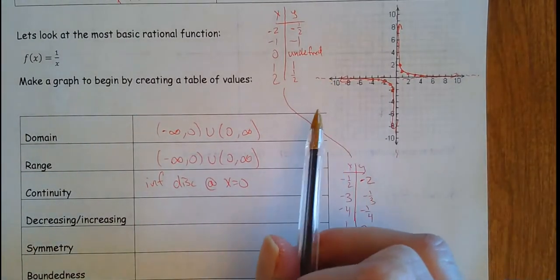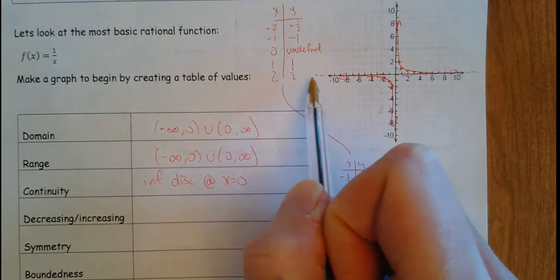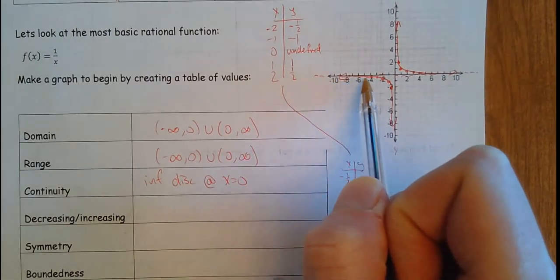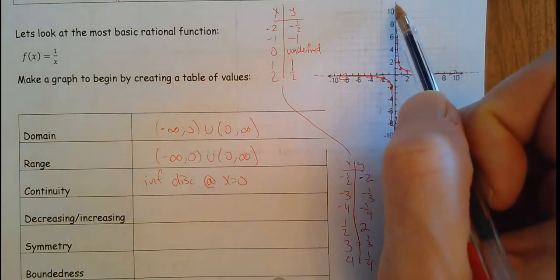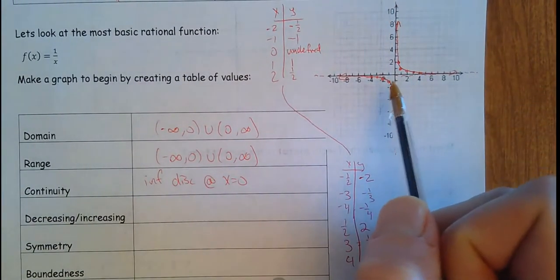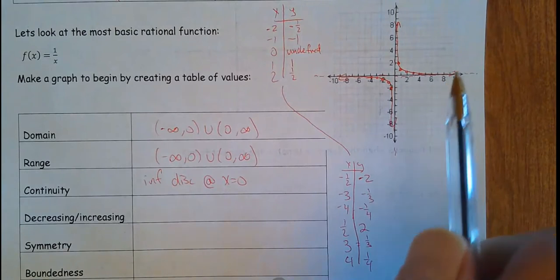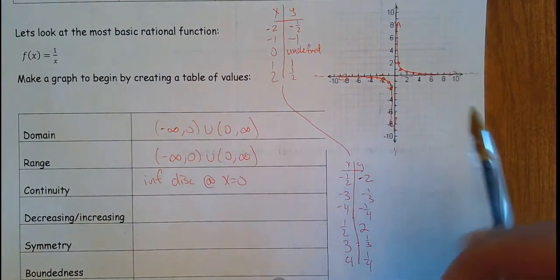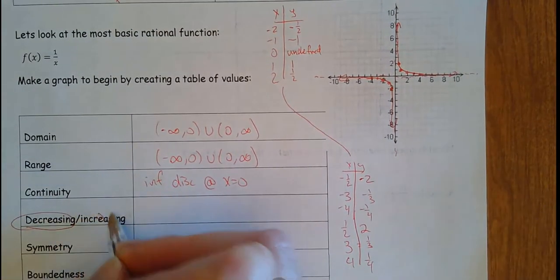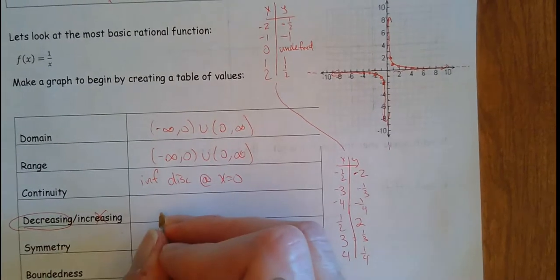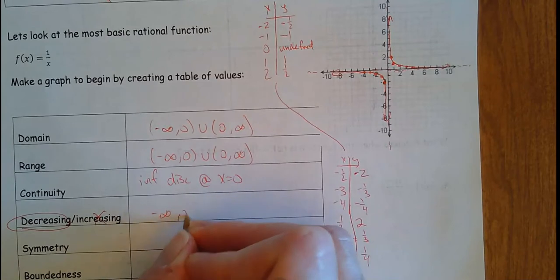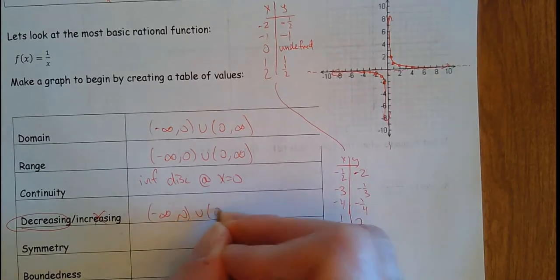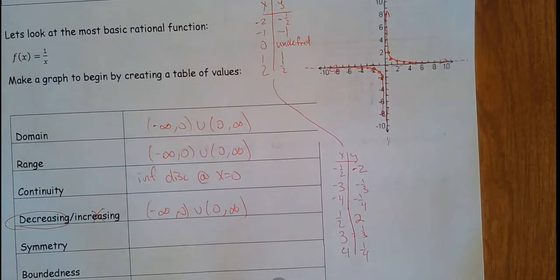Increasing, decreasing, there we go, left to right. As I go from left to right, it's going down very slow, and all of a sudden, boom, going down really fast. Then if I pick it up over here, it's still decreasing. This graph is decreasing everywhere except for 0. It's doing nothing at 0. So it's decreasing only. There are no increasing intervals. And it's going to be this answer again up here: from negative infinity to 0, and then from 0 to infinity.